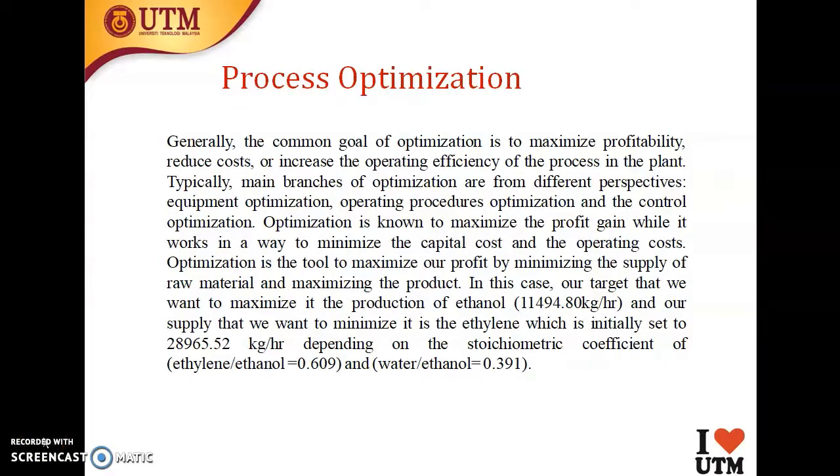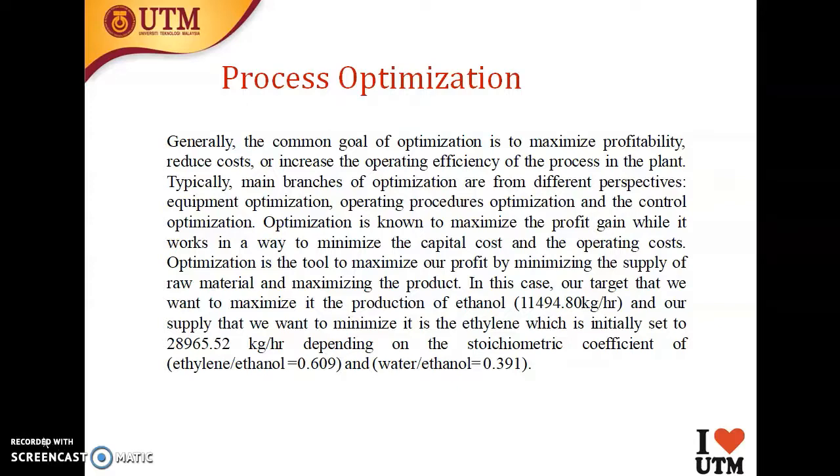Greetings, I'm Kohan and I will be explaining the process optimization. Generally, the common goal of optimization is to maximize profitability, reduce costs, or increase the operating efficiency of the process in the plant. Typically, the main branches of optimization are from different perspectives: treatment optimization, operating procedures optimization, and control optimization. Optimization is known to maximize the profit gain while working in a way to minimize the capital cost and the operating costs.